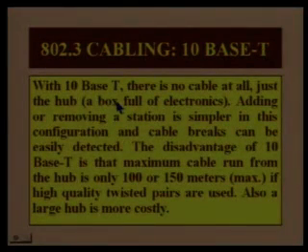Now we have another type of cable, 10 base T. There is no cable run in the usual sense. Here you have a device called a hub, which is a box full of electronics. Adding or removing a station is simpler in this configuration, much easier than what we have been discussing so far, and cable breaks can be easily detected with 10 base T cabling. But the disadvantage of 10 base T is that the maximum cable run from the hub is only 100 or 150 meters if high quality twisted pair is used. Also, a large hub is more costly.